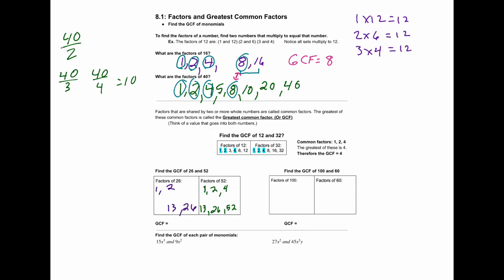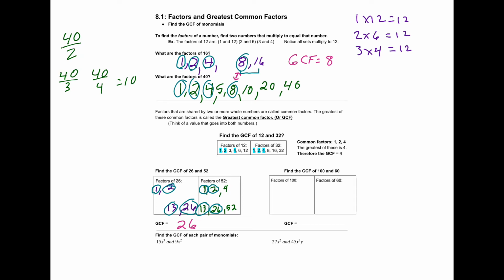All right, so for this first one, common factors, if you see them in both, circle them. So you've got a 1 here and a 1 here. I see a 2 and a 2. I see a 13 and a 13, and a 26 and a 26. All right, what is the biggest number of the ones that we just circled? The biggest one is going to be 26. So our greatest common factor is 26.